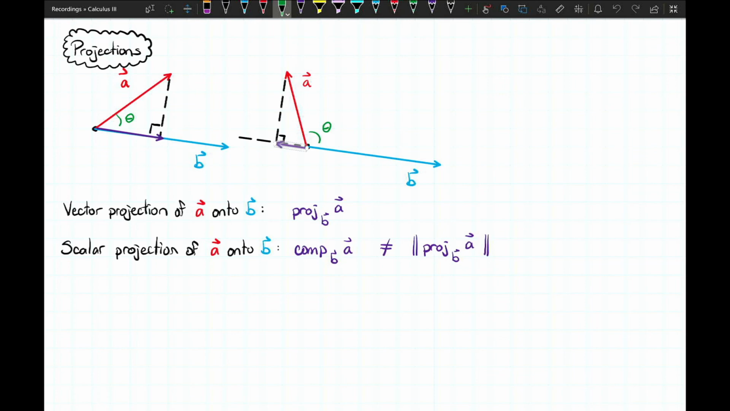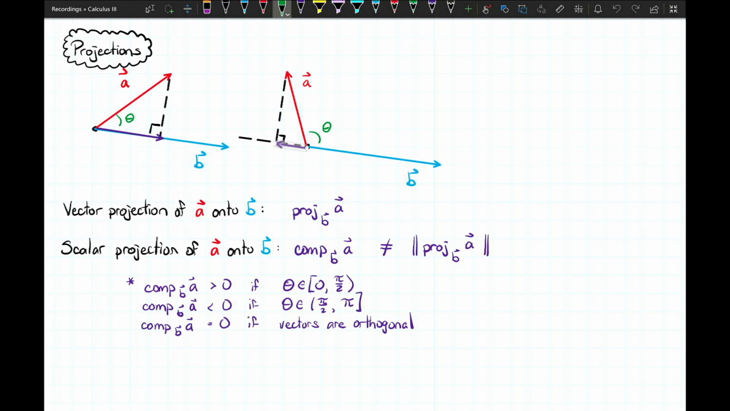In fact, this scalar projection is a positive number whenever theta is from 0 to pi over 2. It is negative if theta is between pi over 2 and pi. And it equals 0 if the vectors are orthogonal. And that would actually mean that the vector projection is also just the 0 vector.